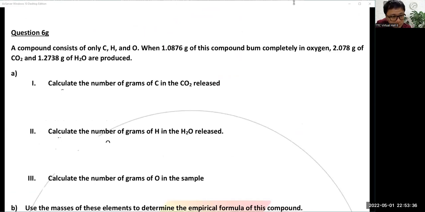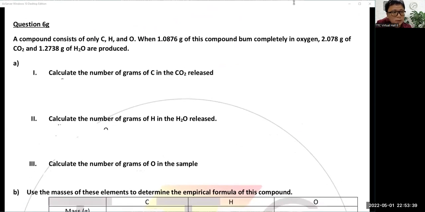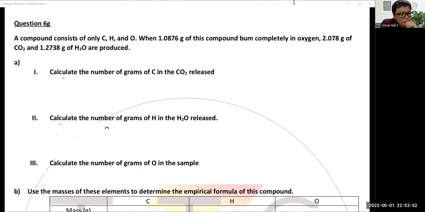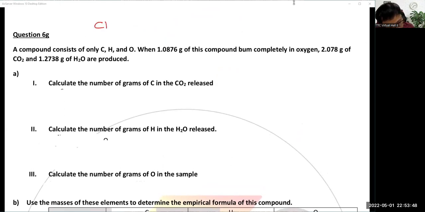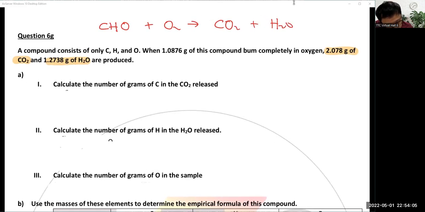Okay, this is another type of question. This one's slightly tougher, so you try. Okay, a chemical that has carbon, hydrogen, and oxygen. When it burns with oxygen, you produce carbon dioxide gas and water. So the information we have now is this much. I have 2.078 gram, and I have 1.2738 gram of the gas.